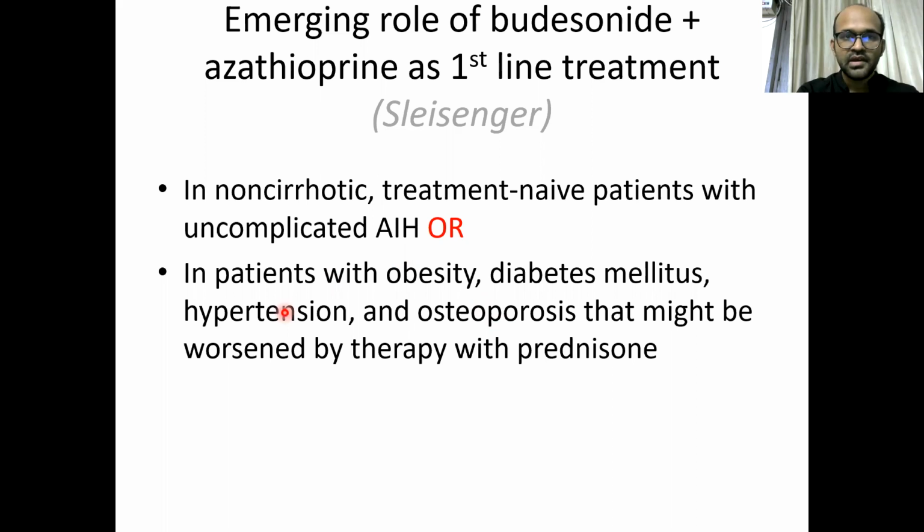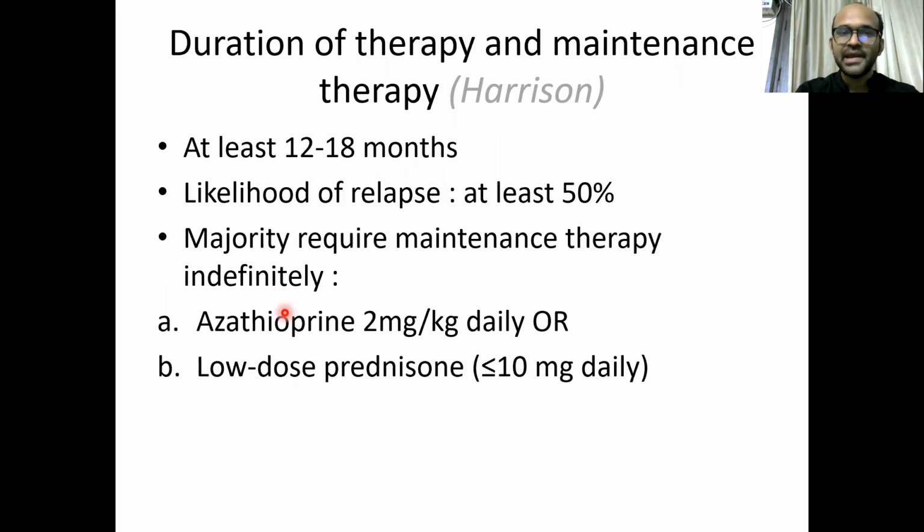Now, how long should the duration of therapy be? You should give maintenance therapy for at least 12 to 18 months. But as the relapse rate is 50% or more, the majority of patients require indefinite therapy. So indefinitely, you have to put such patients on azathioprine 2 mg per kg daily, or you can give low dose prednisone therapy, less than or equal to 10 mg daily.